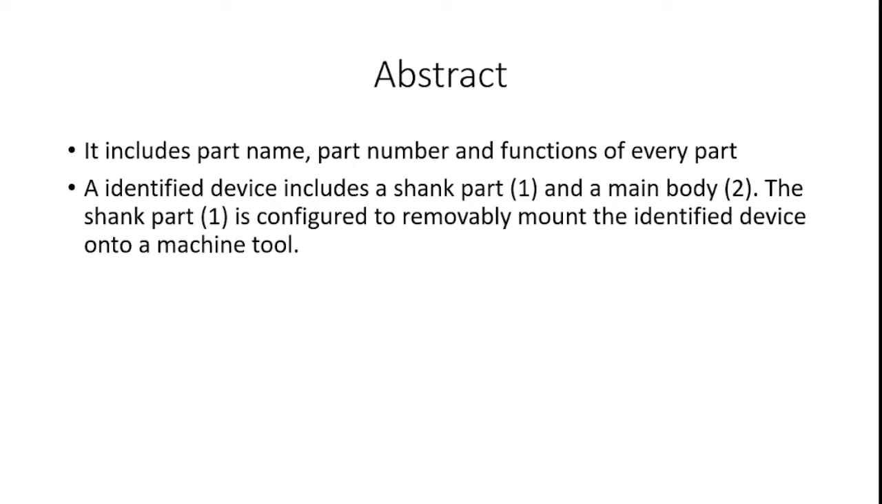If I identify any machine tool component, I can write the abstract like this, because if I have n number of components with my invention, I can write the abstract with the aid of n number of part numbers and n number of part names with the detailed functions of every part. So abstract writing is the first step.